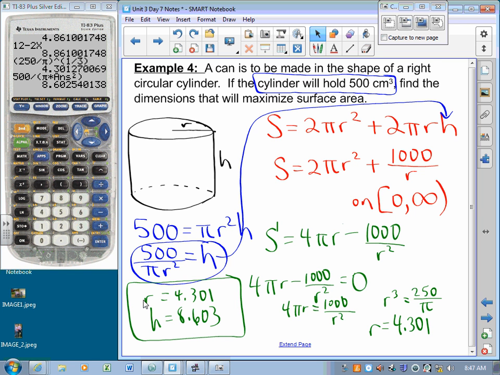How do I know that that's true? I can take a look at a graph of S prime. I can know that S prime changes from positive to negative at 4.301 and only at 4.301, which means that S is increasing until r equals 4.301, and then S is decreasing forever after that, which means that r equals 4.301 must be where the absolute max occurs.